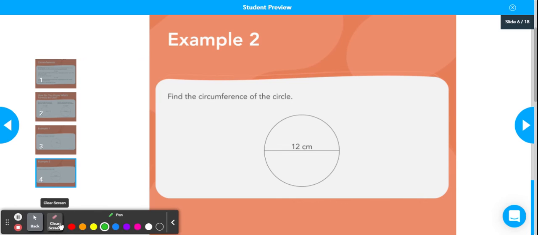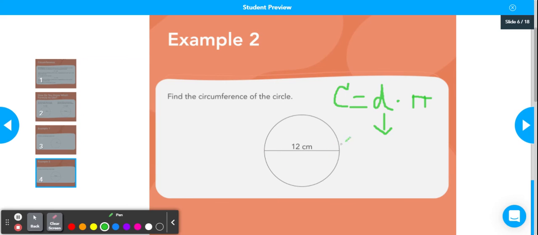All right, so moving on, we're going to solve another one. This one has diameter this time. So the first thing we need to do is identify what line they gave us. They give us diameter. So we're going to use C equals the diameter times pi. We don't know what C is. We're trying to find out.